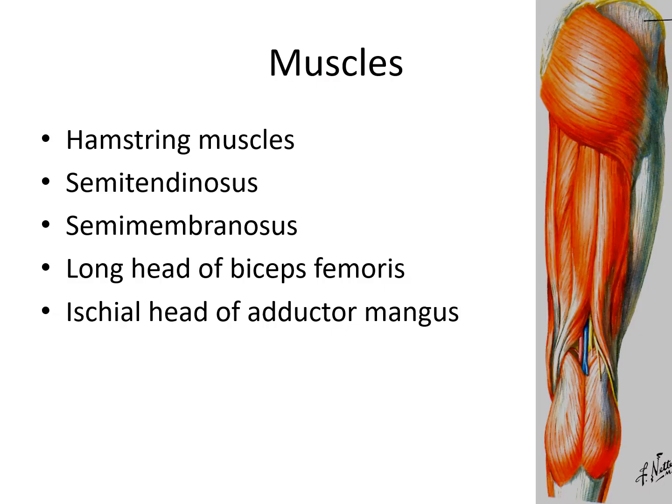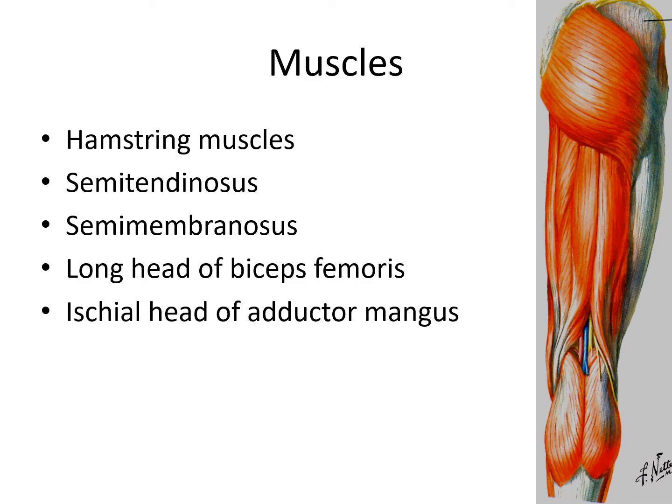The hamstring muscles include the semitendinosus, semimembranosus, long head of biceps femoris, and the ischial head of adductor magnus. You see these are deep to the gluteus maximus muscle. Below the gluteal region there is the back of thigh muscle, or the flexor component of the muscles. The name given is the hamstring muscles.